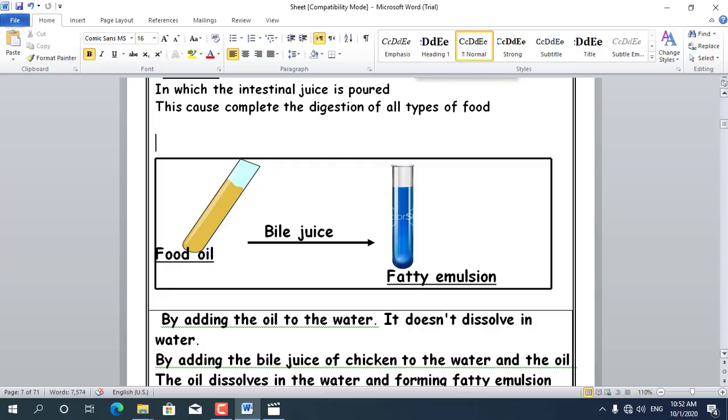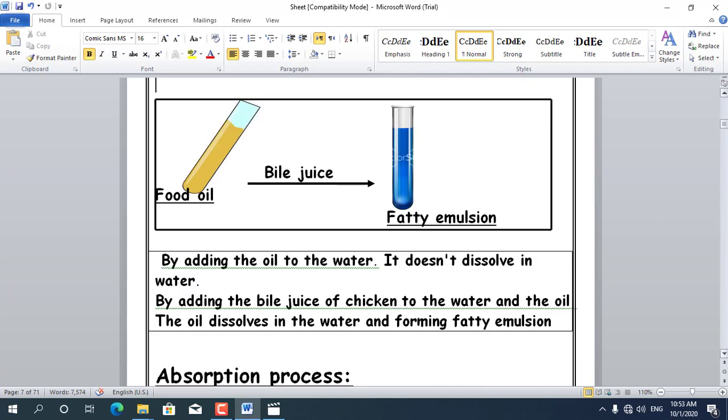So, as we saw in the video. Now we have an activity: to prove the bile juice helps in the digestion of fats. The tools are a test tube, food oil, water, and bile juice.